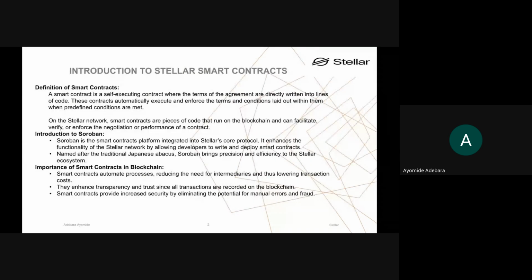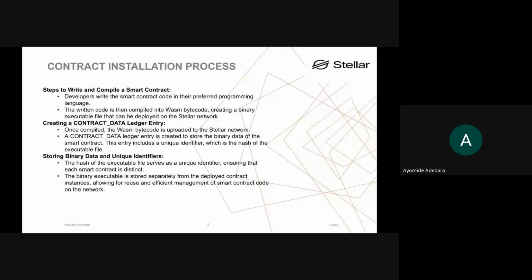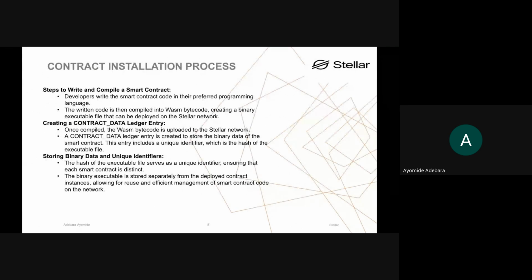So just like Divine made mention of, we started by introducing what smart contracts are in general. We spoke about smart contracts on different blockchains. Then we streamlined it down to smart contracts on the Stellar blockchain. And then we spoke about how the smart contract is compiled to WASM and it is then deployed to the Stellar ledger. And from there, interaction happens. So today we continue by talking about the contract installation process. What are the steps to writing and compiling a smart contract?